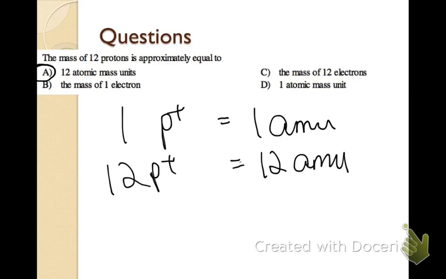And in case they didn't have atomic mass units, they might have asked about neutrons. So if you're here for B, you see the mass of 1 electron or the mass of 12 electrons. If these were neutrons instead of electrons, think about which one would have been correct. And that one would have been C: the mass of 12 neutrons is equal to the mass of 12 protons, because they each have 1 AMU.